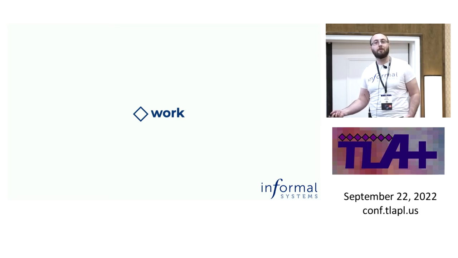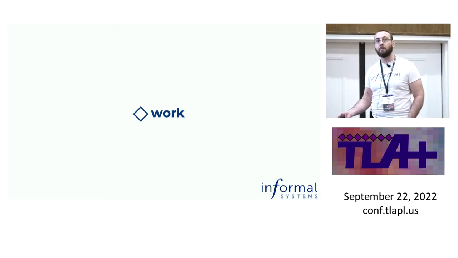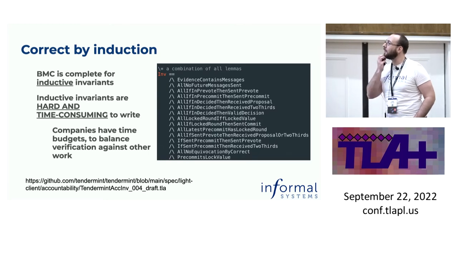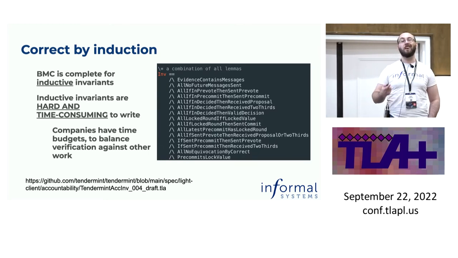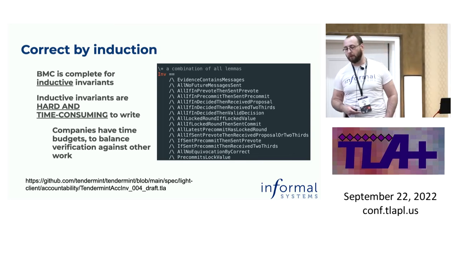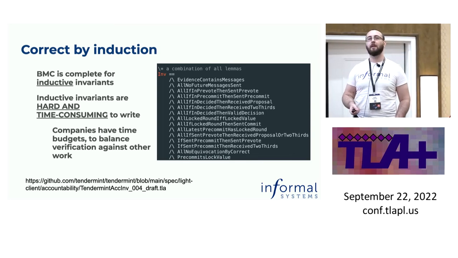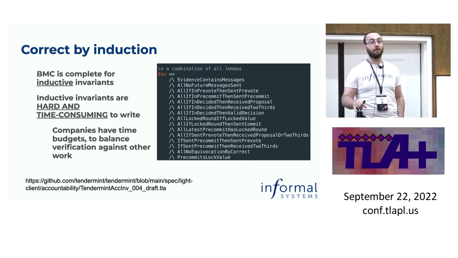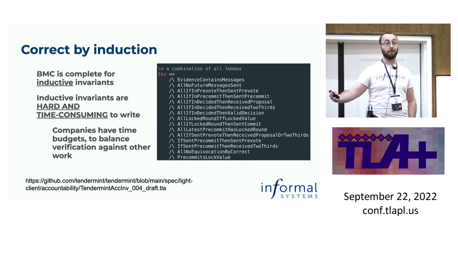So what's next, right? We've done the experiments, we have a preliminary version of the spec. What are we going to do next? The next thing is something called inductive invariance. An inductive invariant, just to reiterate, is an invariant that if you can show that it holds in the initial state and that it is preserved by a transition, you can prove that it holds throughout the entire system.